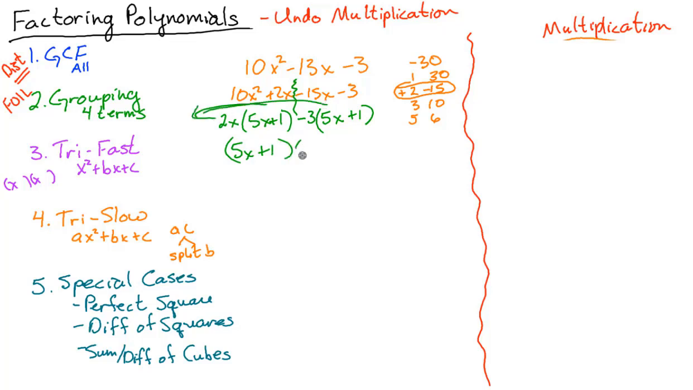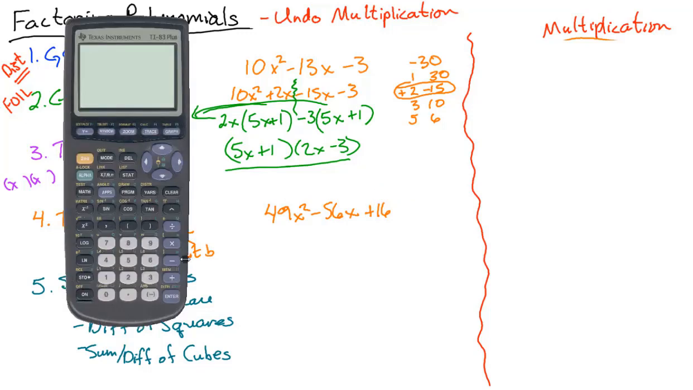Big pull out, and we're left with a 2x minus 3. Shazam! Okay, give some a try. And one more. 49x squared minus 56x plus 16. All right, so 49 times 16. That's a big number. Better pull out that calculator and punch that guy in. 49 times 16. Enter. 784.